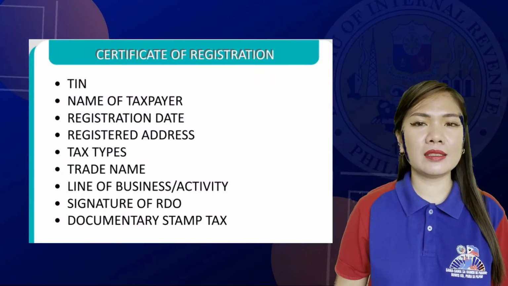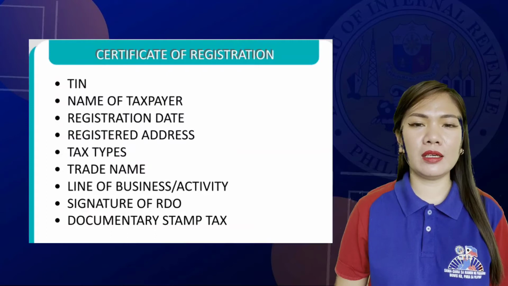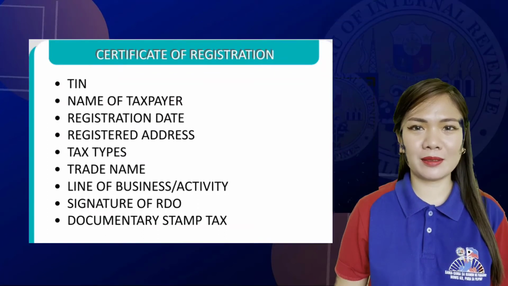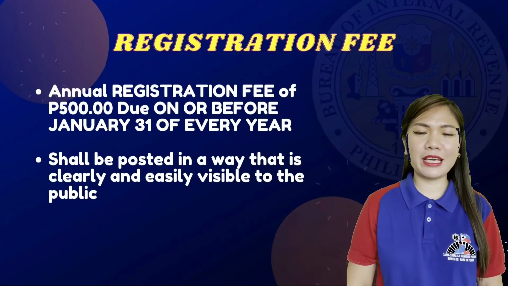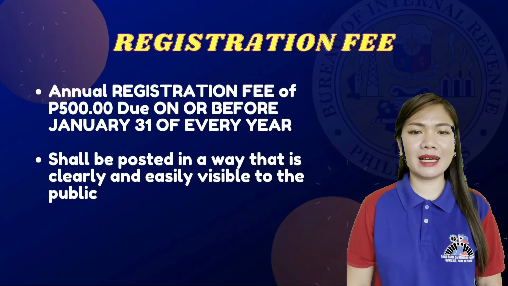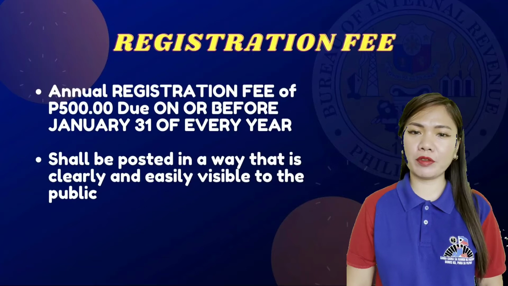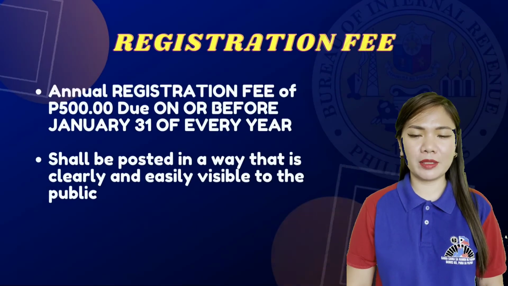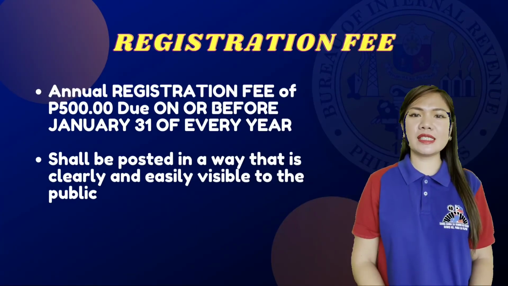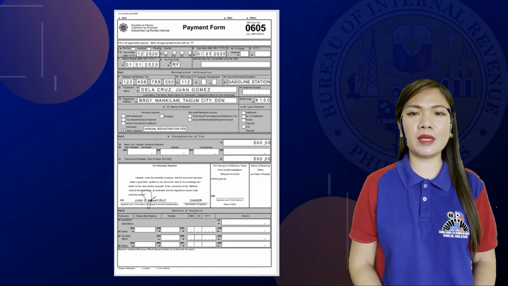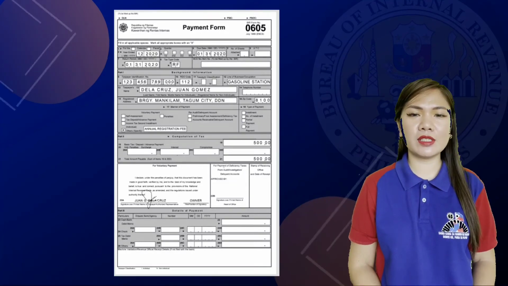trade name, the line of business or activity, of course, the signature of the Revenue District Officer, and the loose documentary stamp tax. Next, we have the annual registration fee. It shall be paid on or before January 31st of every year, amounting to 500 pesos. Just like your certificate of registration, your annual registration fee must be posted in a place that is clearly and easily visible to the public.